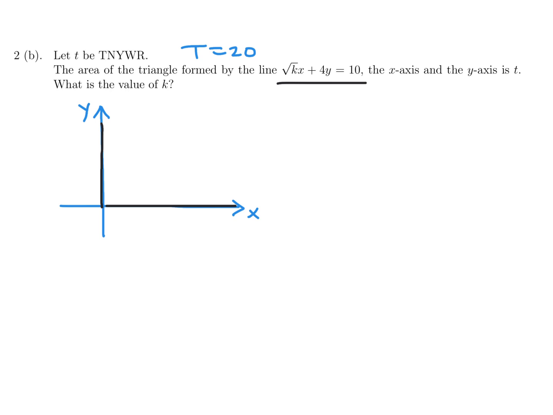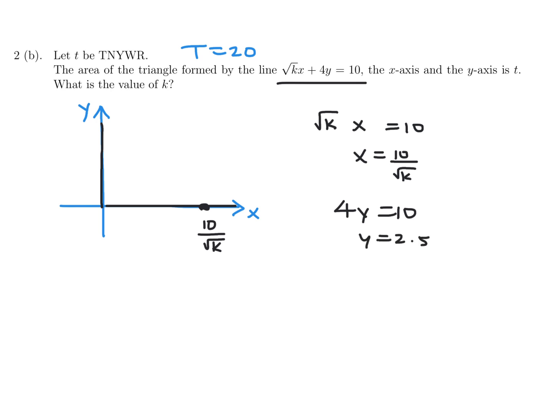Okay, when y is 0, that means you just have root k x equals 10. So that means x is equal to 10 over root k. So somewhere, I have no idea where, but let's just put it there. So that's the one intercept. The other intercept you get by setting x equal to 0, and that reduces it to 4y is 10, so y is 2.5. So let's just put that here, 2.5.